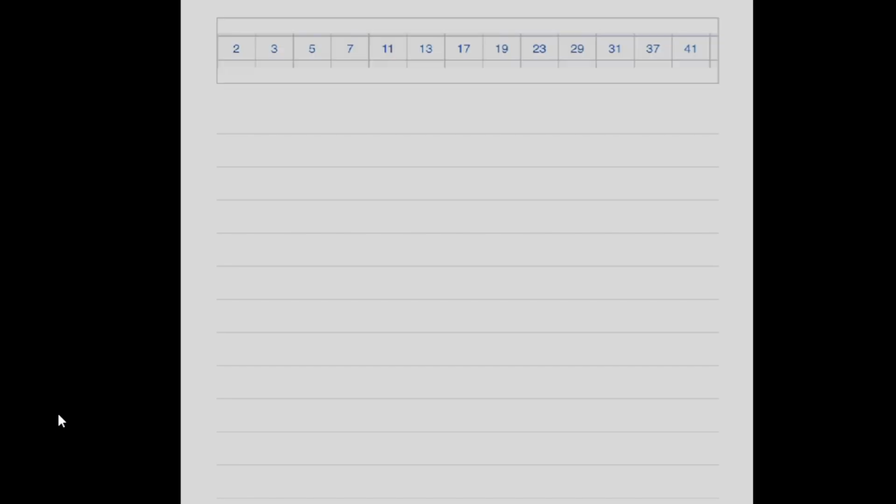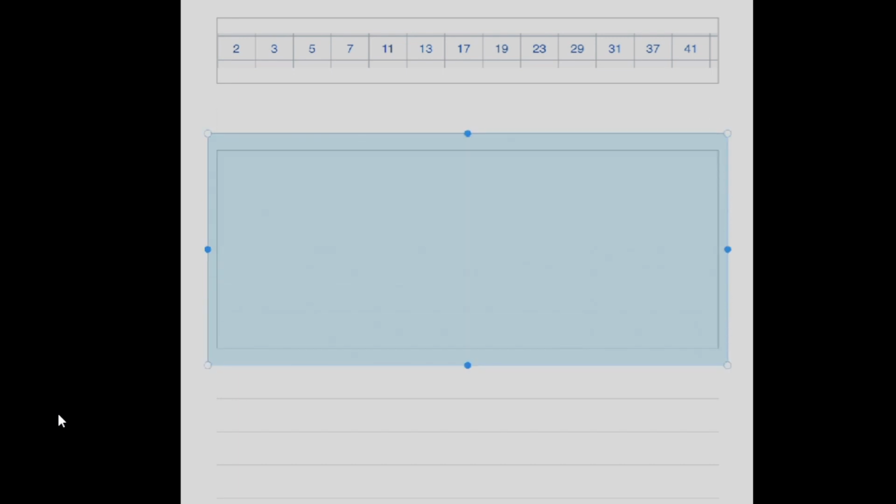Why are prime numbers so important? Because you can write each number as a product of prime factors. But first of all, you need to know the first 10 prime numbers: 2, 3, 5, 7, and so on. I will put them down on the table. You'll see it. It's here already. And I will choose an example. I will choose 36.